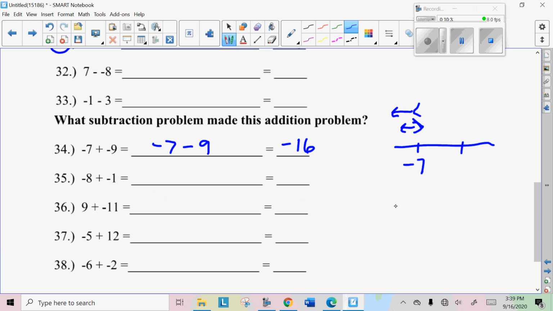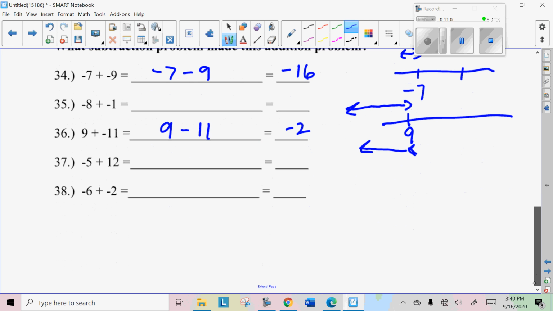All right, let's do one more here. Let's do number 36. We're starting at 9, and we're adding -11. So we start at 9, and we're adding, which means I'm facing this way. But I'm adding a negative, which means I'm going that way, 11 units. Well, that would be the same as facing backwards to begin with, or being at 9 and facing backwards, and then going the direction I'm going, which means it's the same as subtracting +11. And either way, you end up with -2. All right.